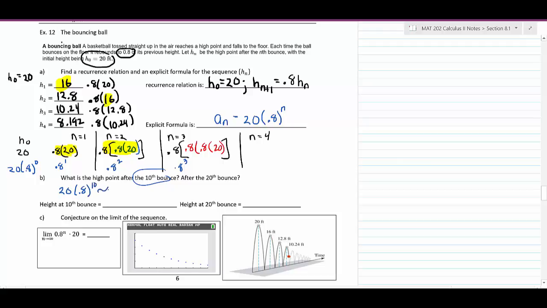I don't know if I did that or not. I may have. You can do that if you want to and check this. I got 2.147. And then if you want to do the 20th bounce, you just do 20 times 0.8 to the 20th power. And then if you type that in, you're going to get 0.231 like that. So that's the benefit of that: you can just immediately crunch that out with one formula.